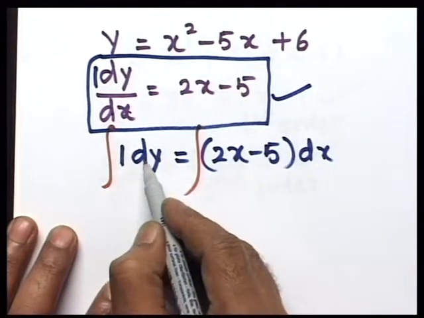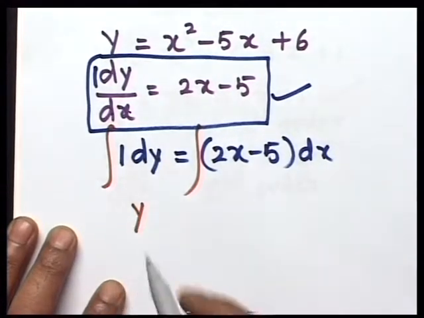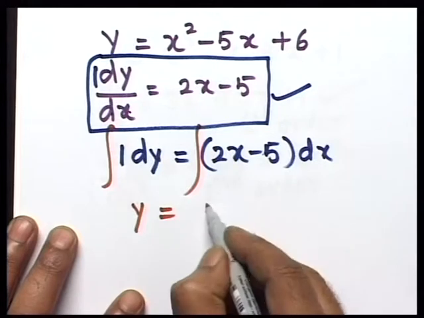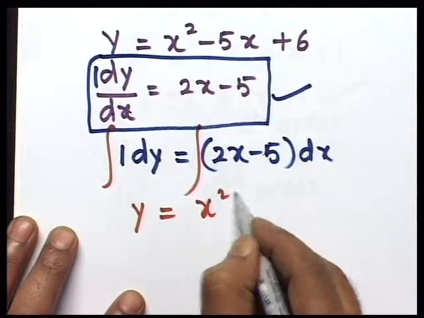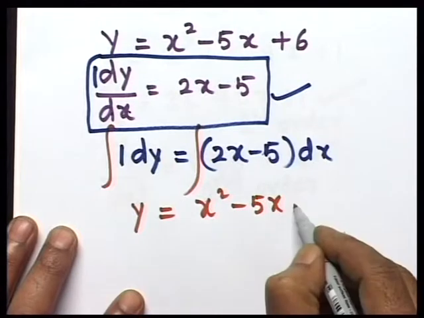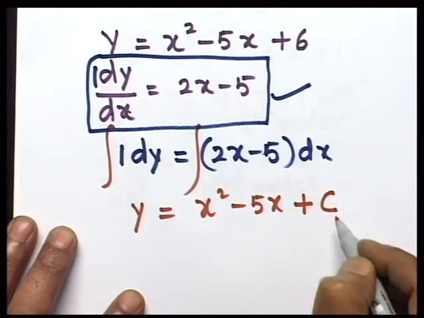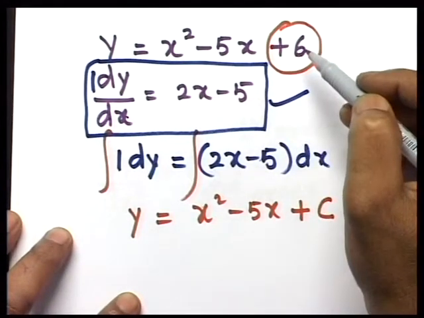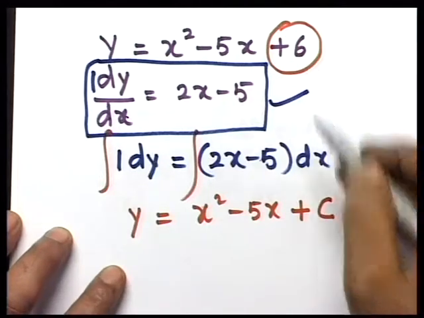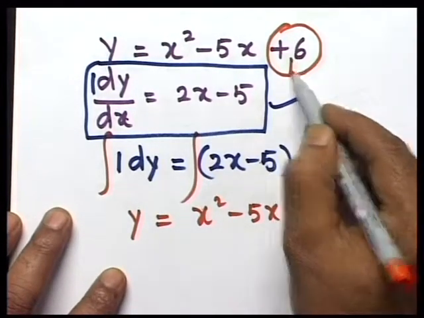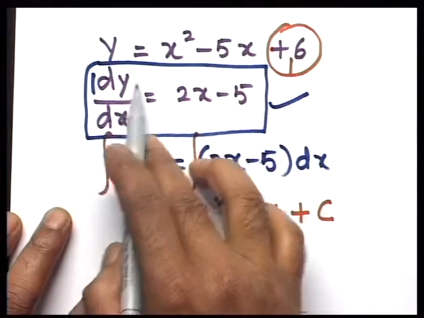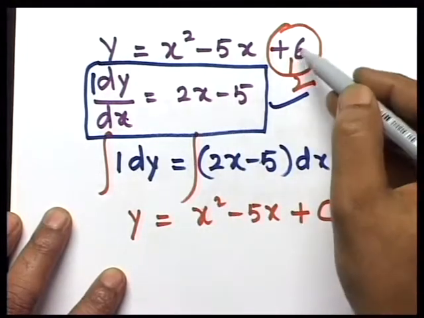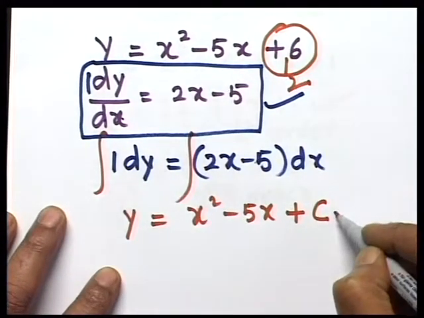Now integrate 1 with respect to y, we get y. Equals, we integrate 2x minus 5: 2x squared divided by 2, therefore x squared, and minus 5x. And we always say plus c, or plus k or m, some kind of letter which will denote this number. But we don't know what that number is. If this was a 1, the dy over dx will still be this. If it's a 2, you still get the same answer. So we don't know what the last number is and therefore we write it as c.